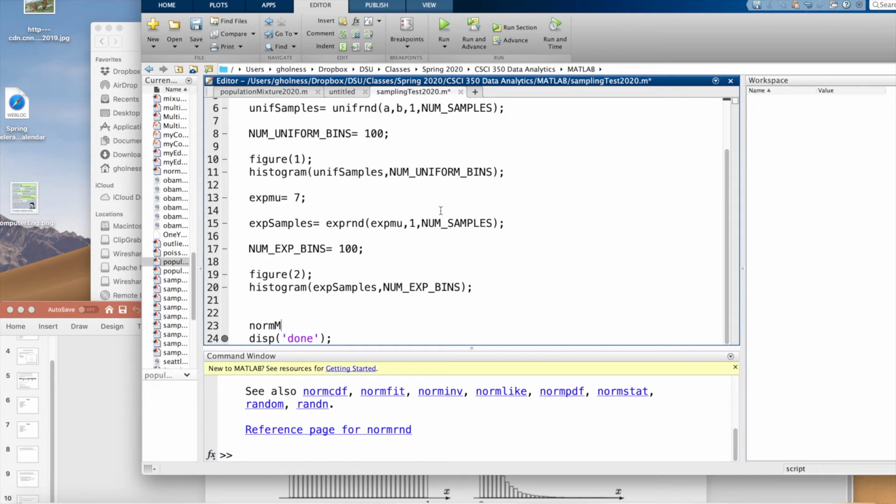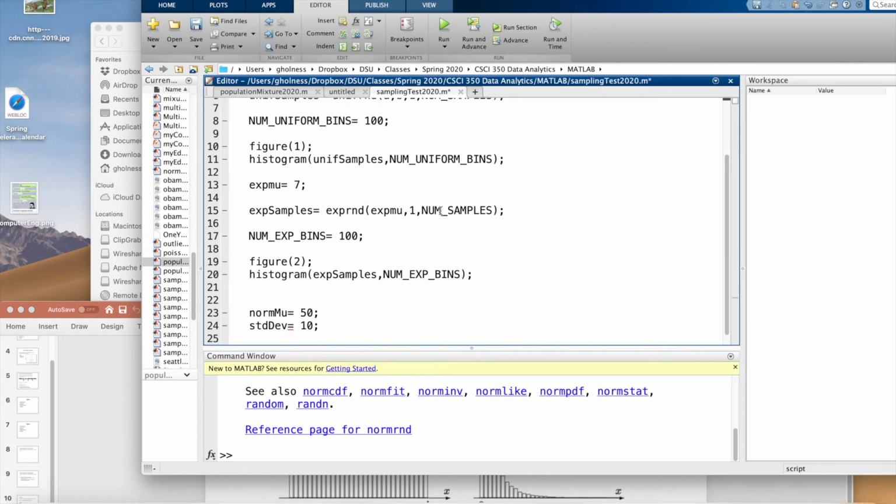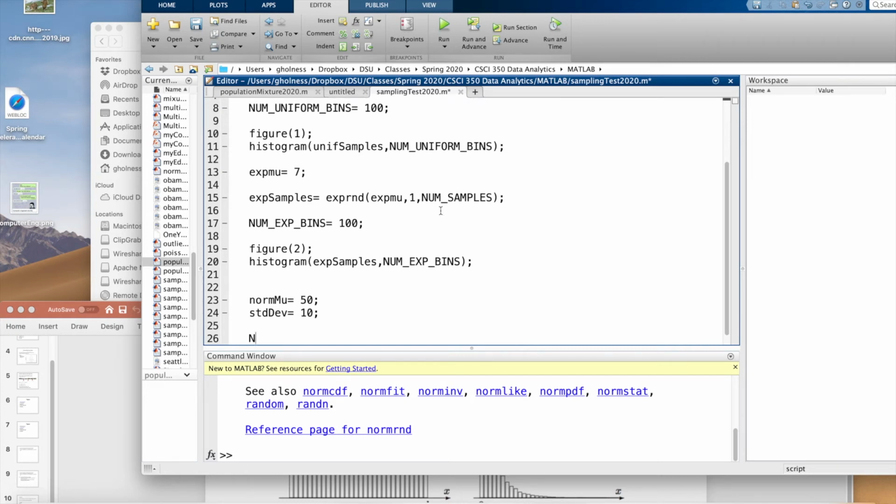So let's say norm mu, the mean, is, let's say if it were temperature, 50 degrees, and the standard deviation, if temperature increases plus or minus, let's say plus or minus 10 degrees. Standard deviation of 10 degrees, so the variance is 100. Okay, so now we say num normal bins.